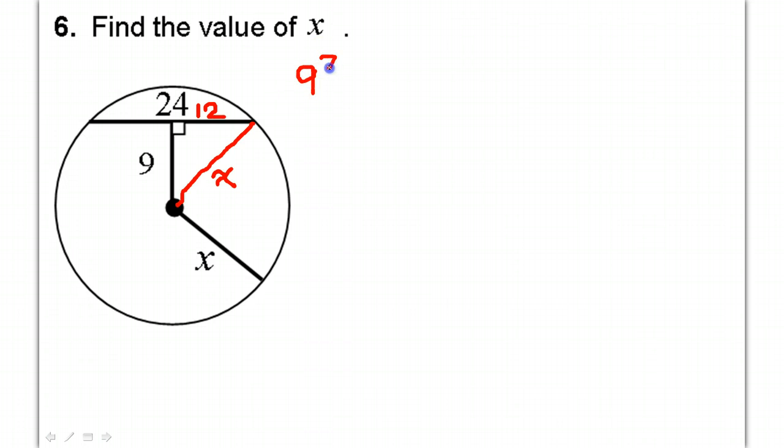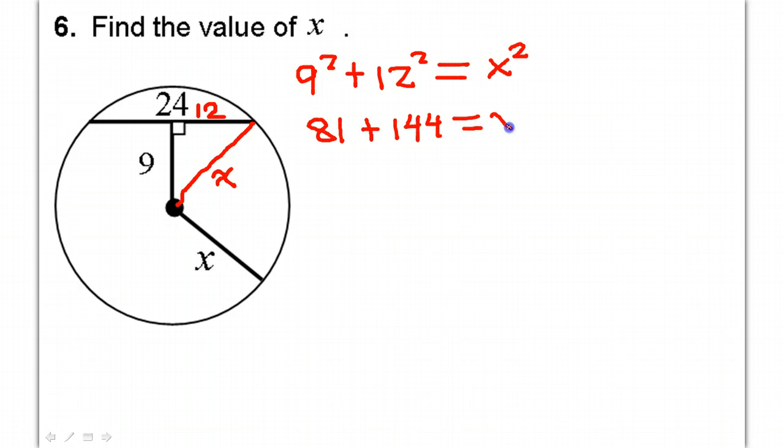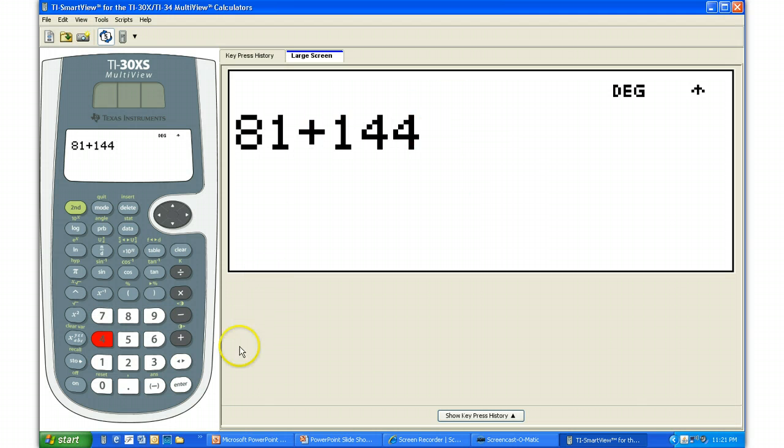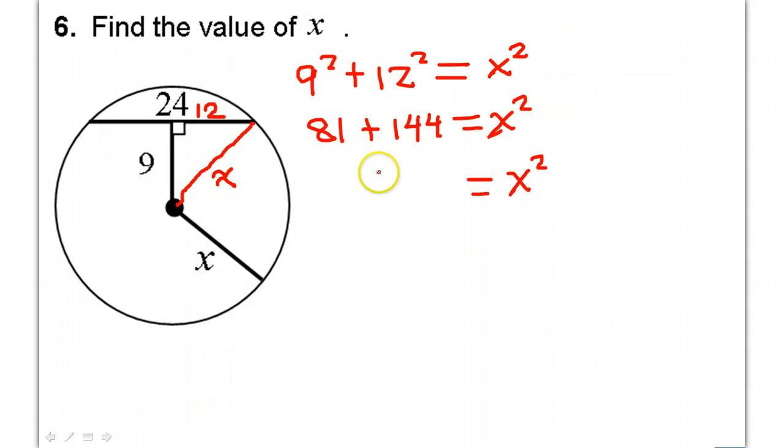9 squared plus 12 squared should equal x squared. So that's going to give us 81 plus 144 equals x squared. Adding those together, that's going to give us x squared. Alright, 81 plus 144 is 225. So that's 225.